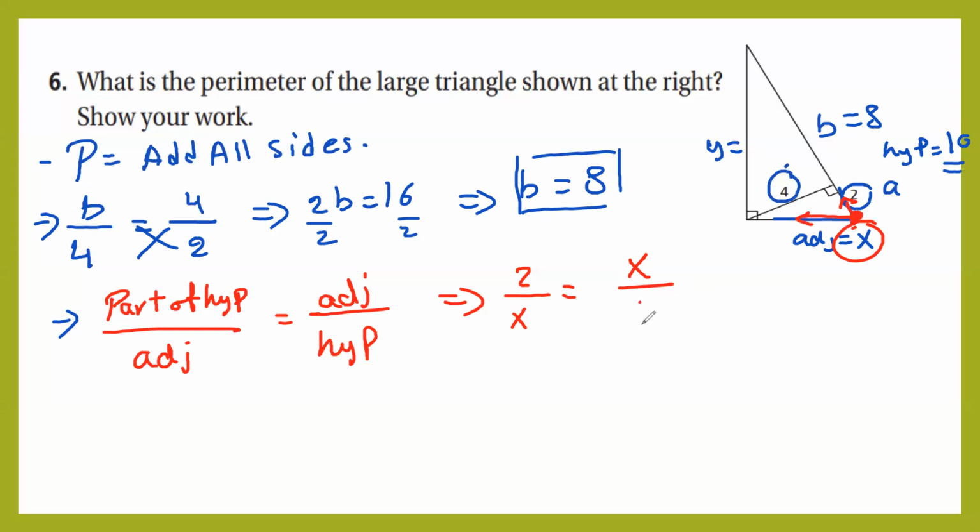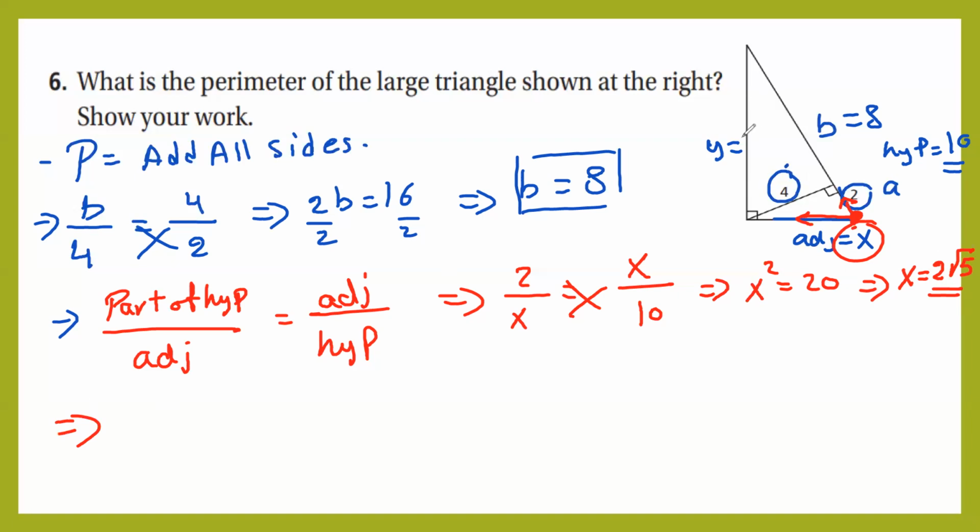And we know the hypotenuse here is 10, so I need only x. So x squared equals 20. I need only x, the square root of 20, which is 4 times 5. You can take the square root of 4, which is 2. So 2 square root of 5.